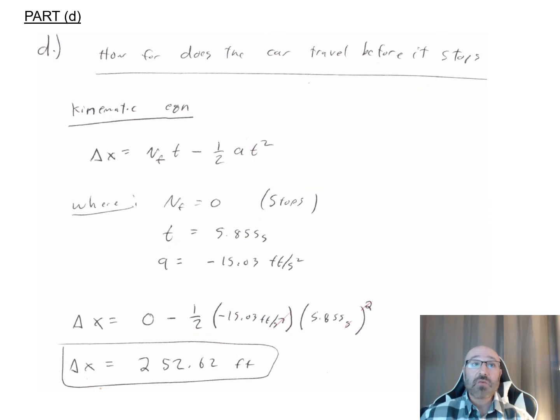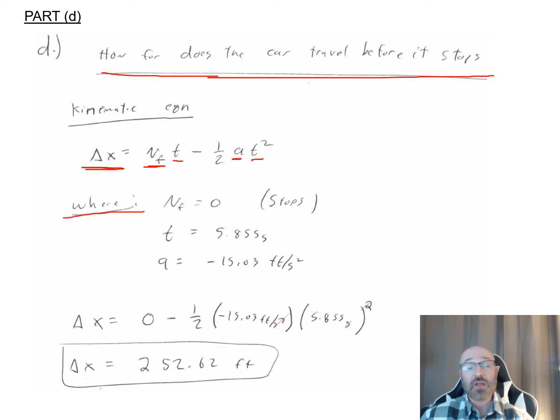Now from here, we move on to part D of the problem. Part D asks us how far the car and trailer travel before they come to a stop. So we have our kinematic equation here. We can see delta x is how far, that's what we want to find. We have our v sub f when it comes to a stop, that's going to be 0. We now have a value for time, and a value for acceleration, which we found as well, which is our deceleration.